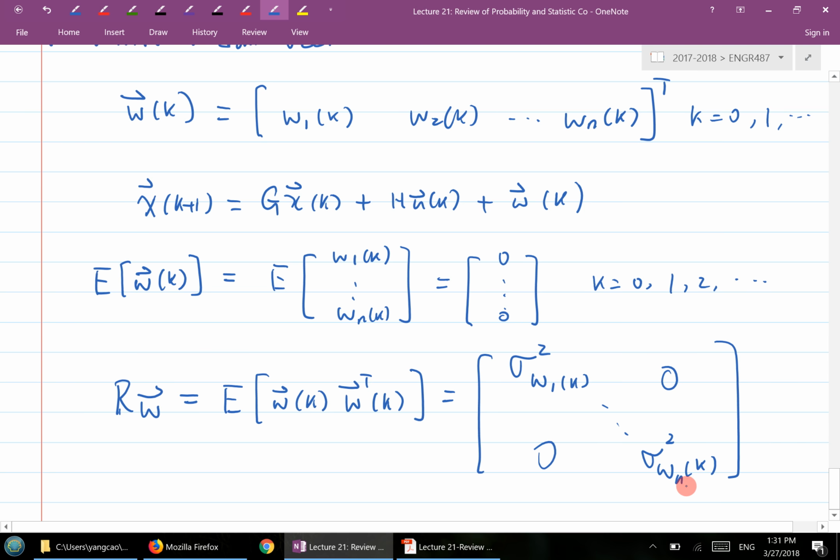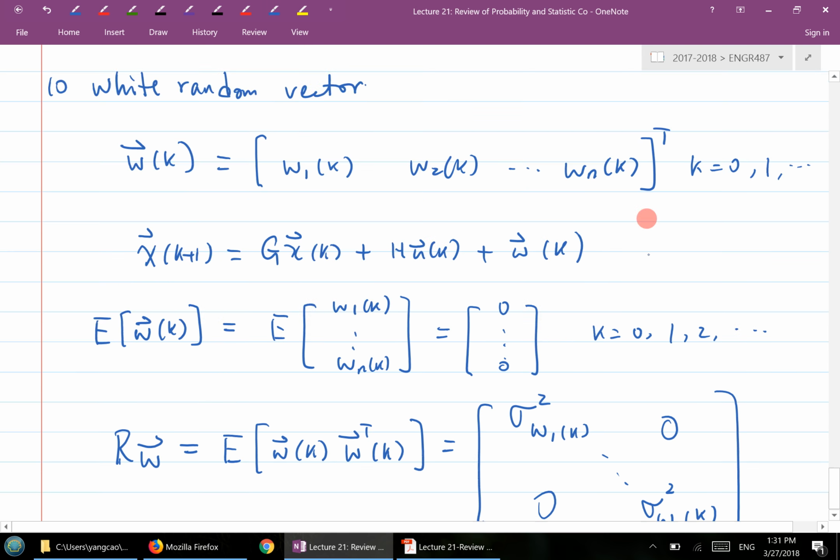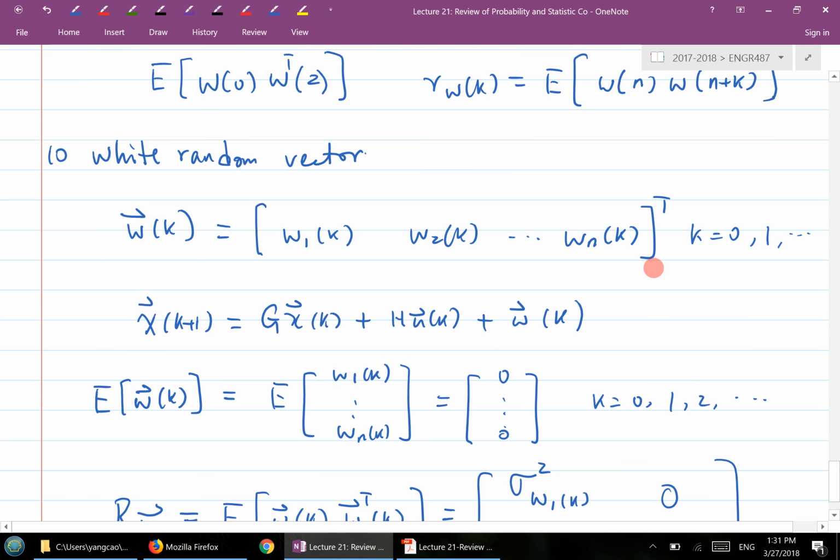And why do I have n of them? Because how many state variables do we have? We have an n by 1 state vector, and each one of them has a process noise associated with it. This is not the sensor noise, this is the process noise. The sensor noise we're going to come and look at: y equal to Cx(k), and then plus that sensor noise.